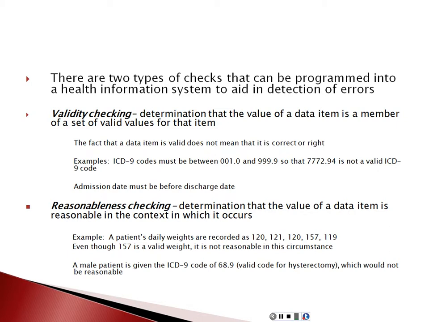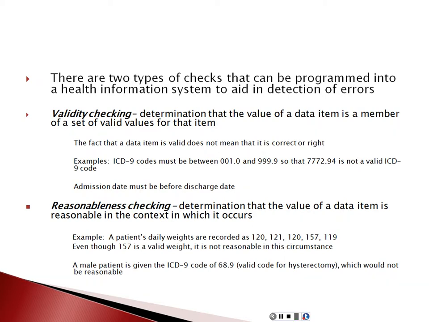And so if the system does validity checking, it's checking to make sure that something is valid that's put into the system. And many times, if there is this type of detection with our system, we'll get an alarm or alert, or it won't let us put in values that aren't supposed to be there. And so, to define this even more, the fact that a data item is valid doesn't mean it's correct or that it's right.